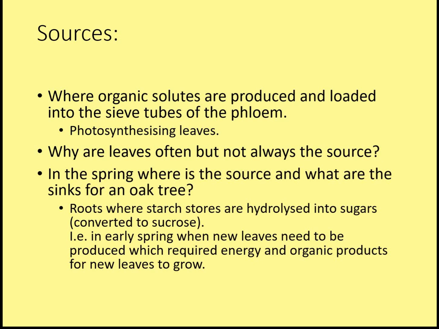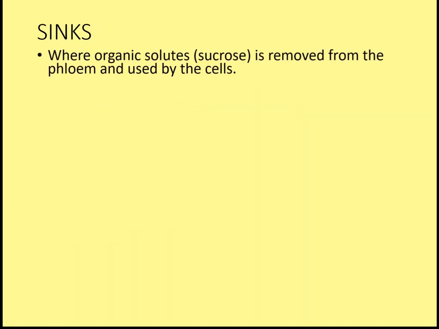So the roots, where starch would have been stored over the previous summer, were being hydrolyzed down into sugars, back into maltose or glucose, converted into sucrose, and then translocated up the phloem towards the leaves. So the actual growing leaves would be the sink here, as they're using the sugars in respiration to release energy for cell division, or using those organic products to make new compounds like proteins and cellulose. So a sink, therefore, is any place where organic solutes are being removed from the phloem and used by the cells. They could be respired to release energy.